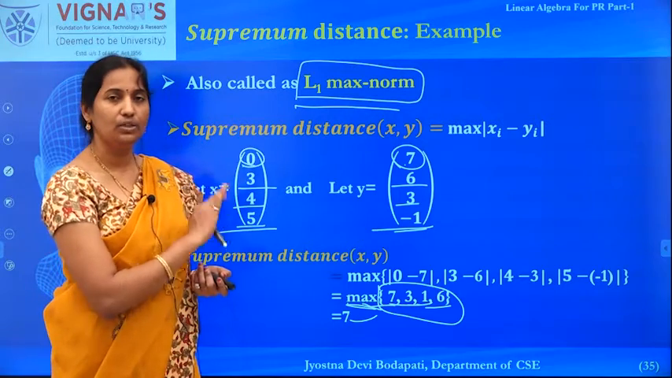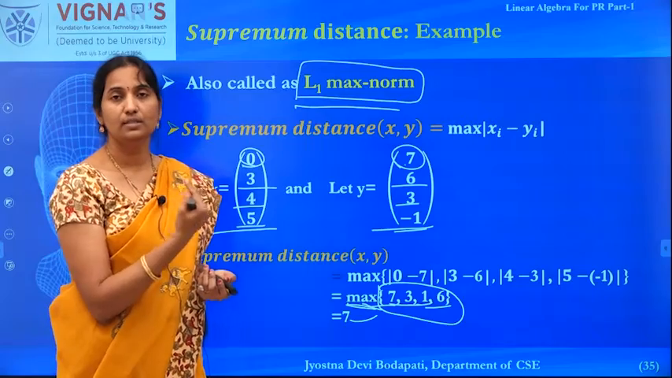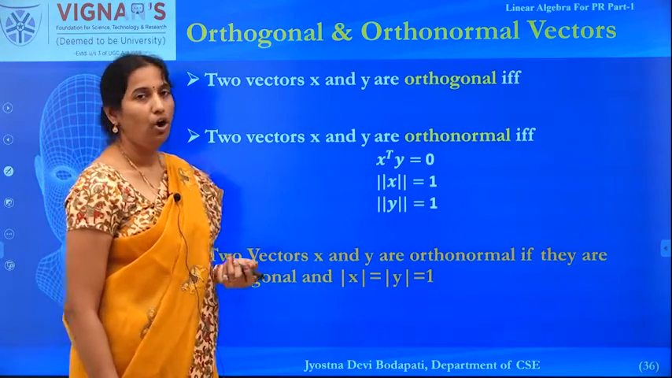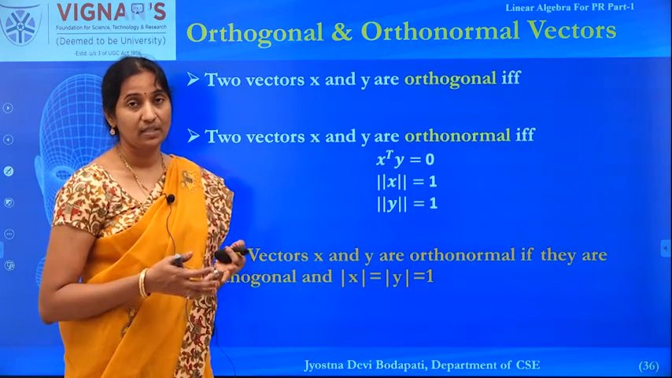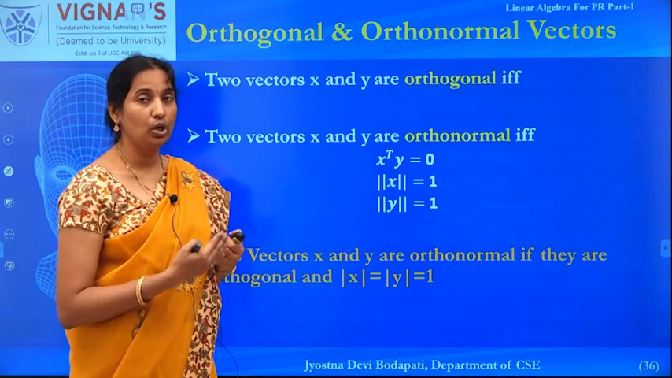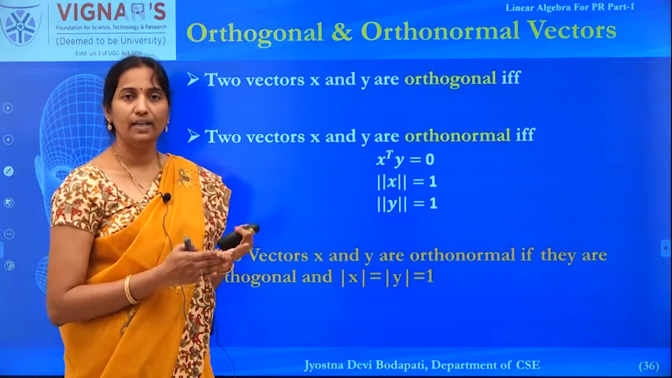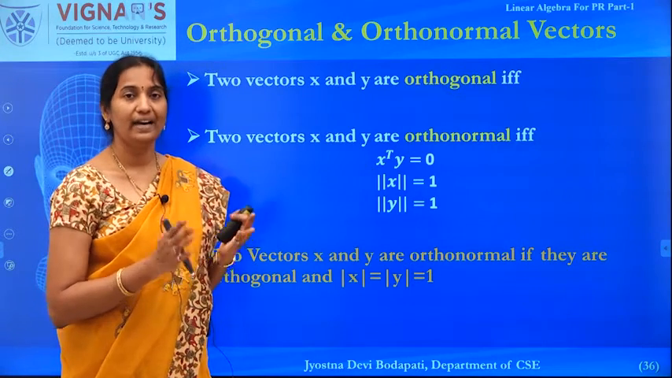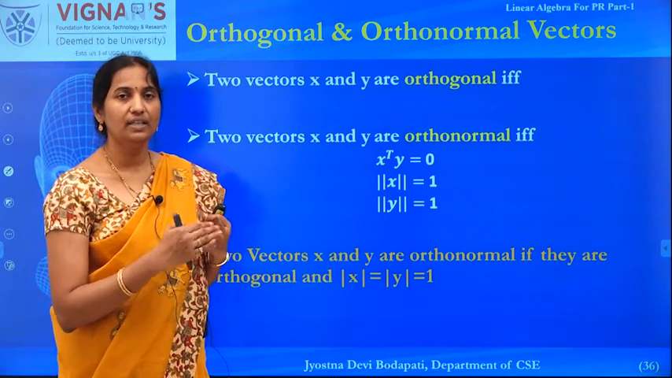Depending on the application or the type of data you have, you can choose any of these distance measures. Now let us see how we compute orthogonal and orthonormal vectors. We have some special types of vectors. Given any two vectors, how do we identify whether they are orthogonal vectors or orthonormal vectors? We have already seen that if the angle between the two vectors is 90 degrees, that is cos theta is 0, then we can say that the vectors are orthogonal. We will now define it in a different way.